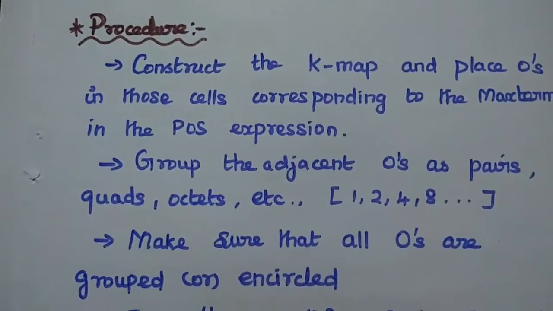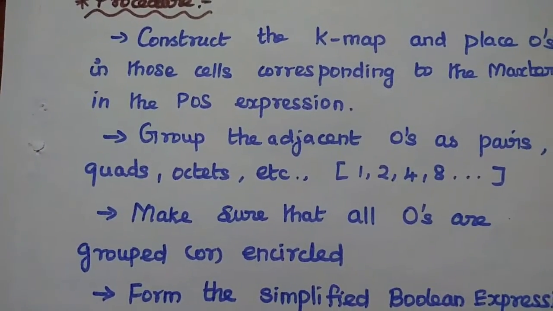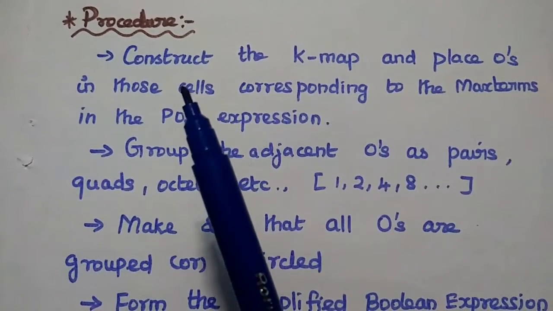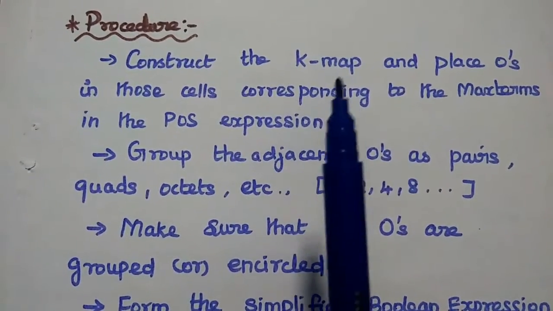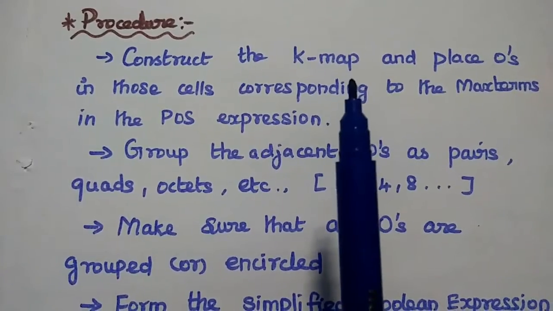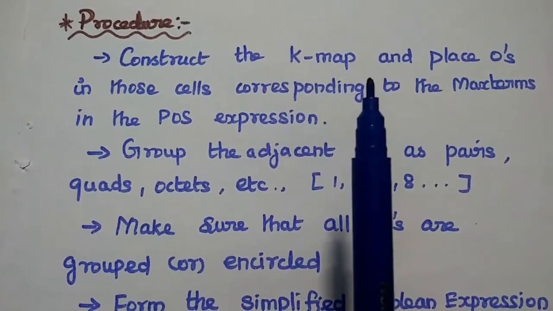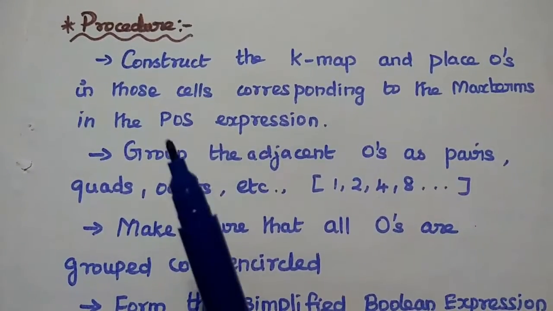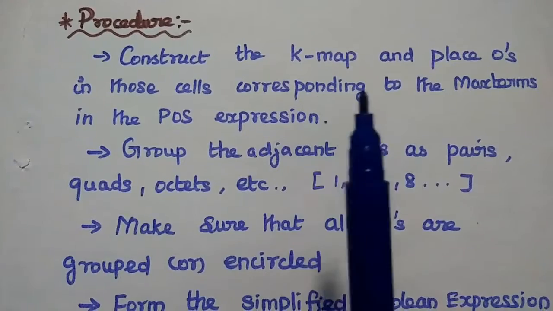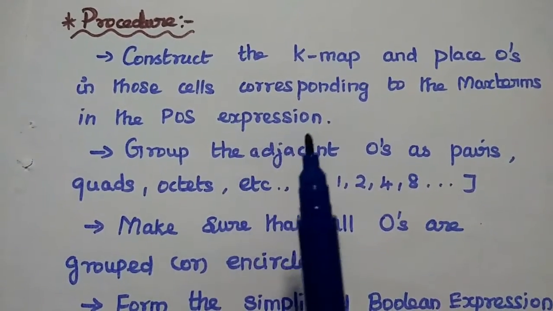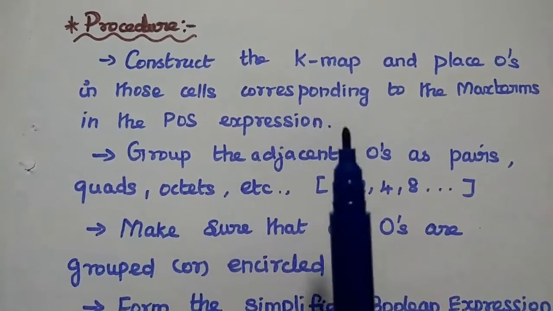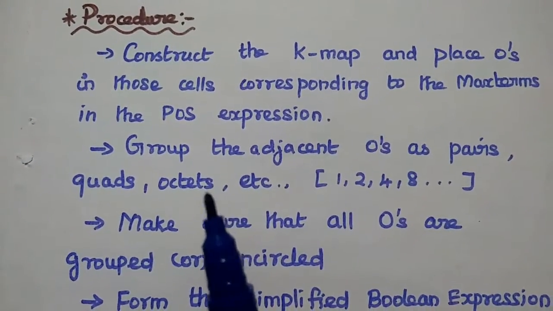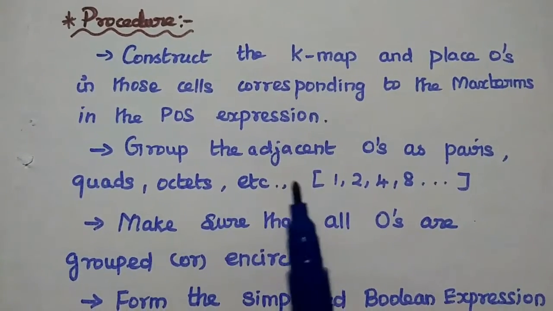So here is the procedure for simplifying the POS Boolean expression using K-Map. First we are going to plot the K-Map based on the number of variables used in the given POS expression. After that we have to place zeros in those cells corresponding to the max terms given in the expression. After placing zeros, we are going to group the adjacent zeros as pairs, quads, octets, etc.